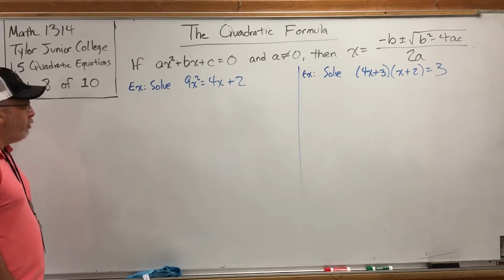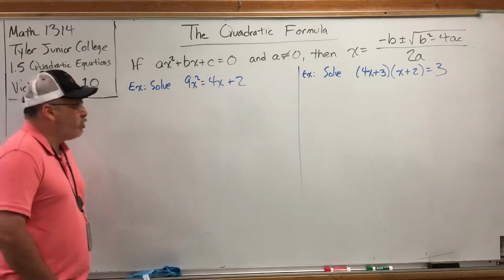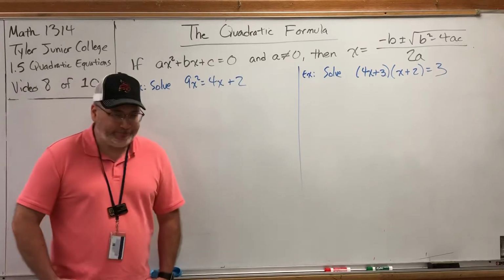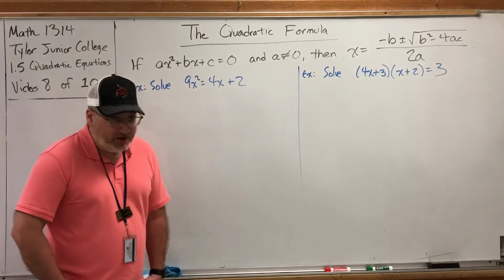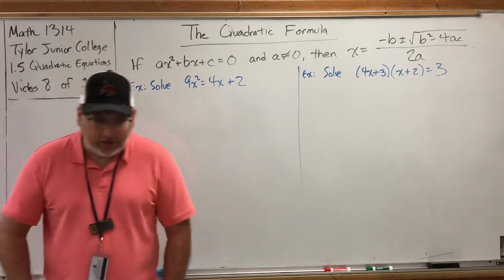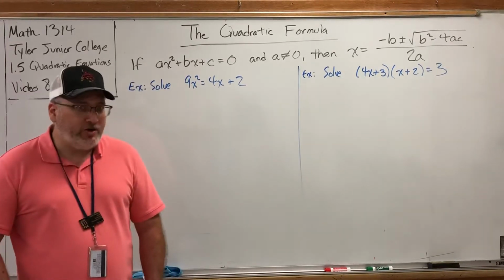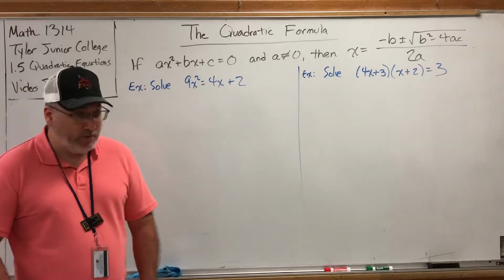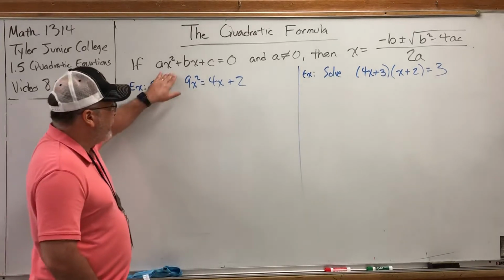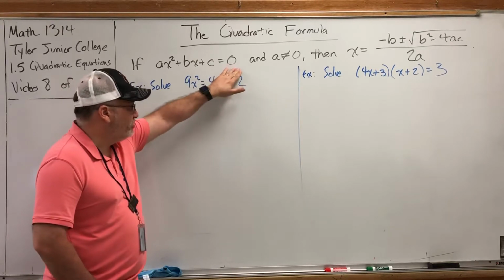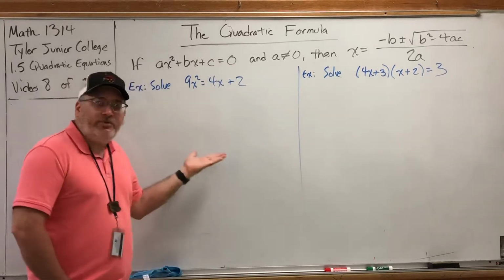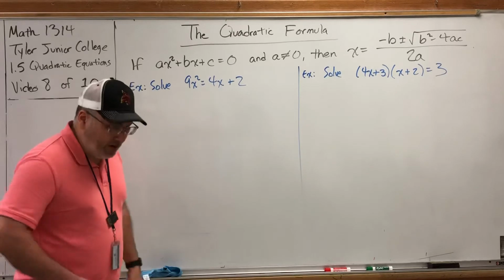For the first example, we're going to solve 9x squared equals 4x plus 2. Now, before you start saying a equals, b equals, and c equals, and digging out the quadratic formula, you have to make sure that your equation is in the correct form. Something x squared, something x, constant term, equals 0. This is not equal to 0. That's an easy problem to fix.